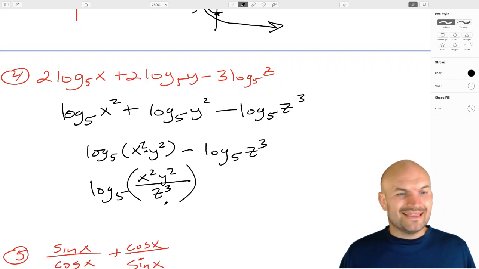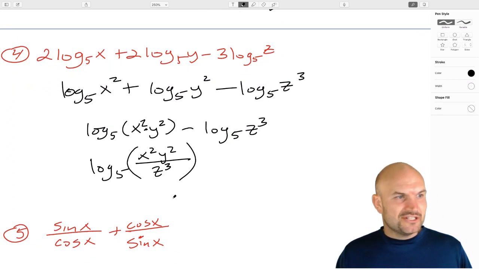So there you go, ladies and gentlemen. That is a condensing problem. And then let's get into the last one, guys.